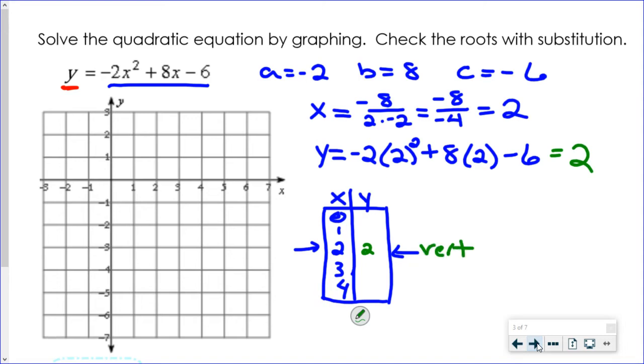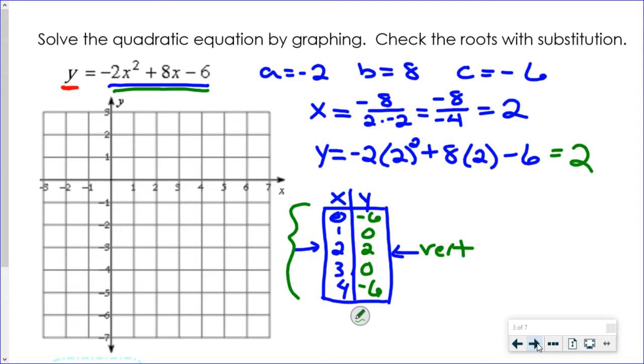Okay, now I'm going to change it up, and I'm going to complete the rest of this table. So when x is 0, what is y? When x is 1, what is y? When x is 3, what is y? And when x is 4, what is y? These are just putting it into the same equation here, just changing my x value. And again, I'm looking for those repeats.